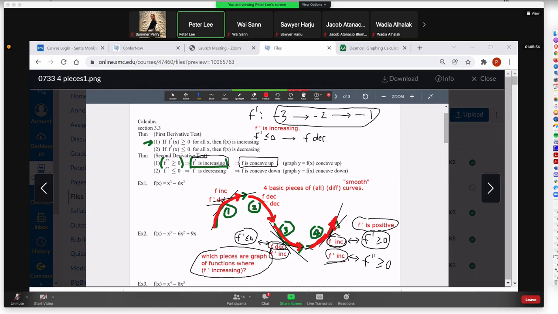If you look at any curve, every curve, basically, it can be cut down into one of these four pieces. Okay?